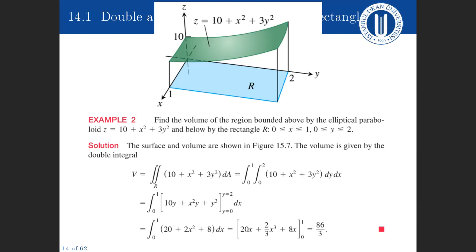Another example from the textbook. Find the volume of the region bounded above by z is equal to 10 plus x squared plus 3y squared, and below by the rectangle, x is between 0 and 1, y is between 0 and 2.